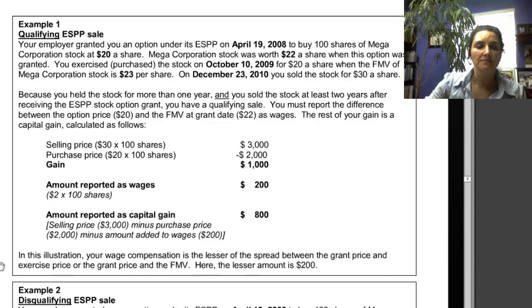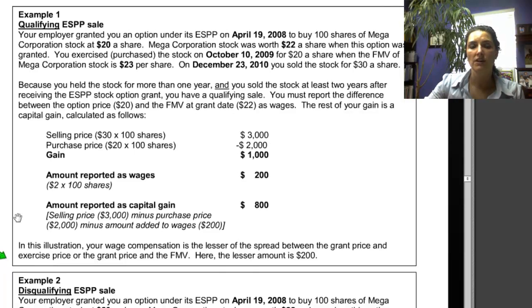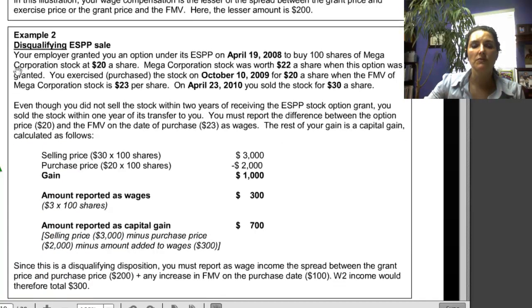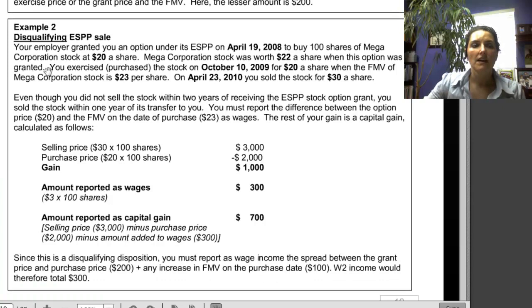Now in this illustration, your wage compensation is the lesser of the spread between the grant price and the exercise price, or the grant price and the fair market value. And in this instance, the lesser amount is $200. Let's contrast this with a second illustration of a disqualifying ESPP sale.